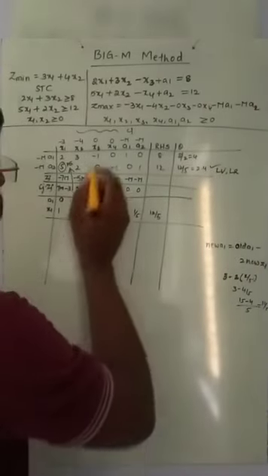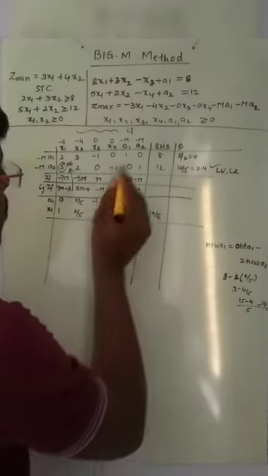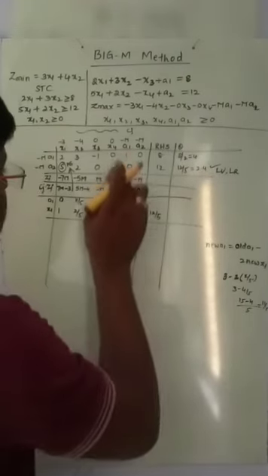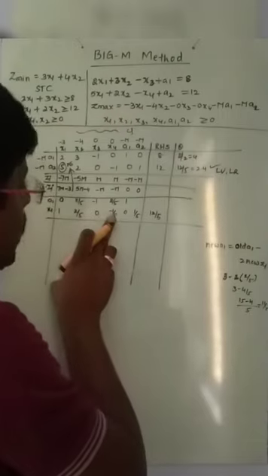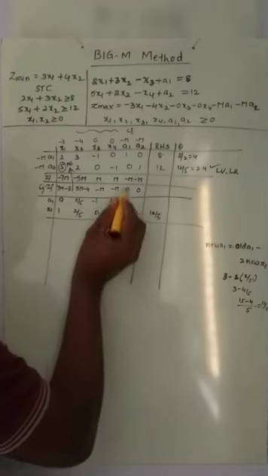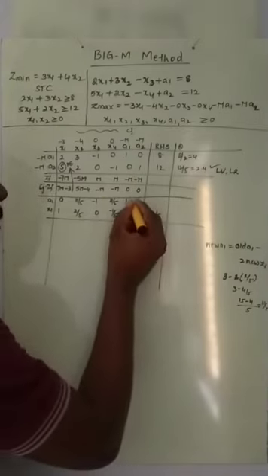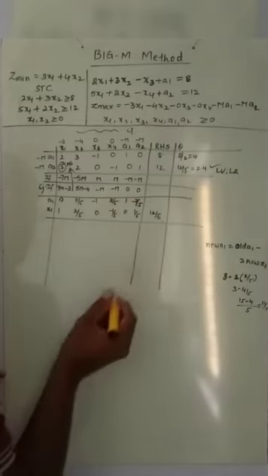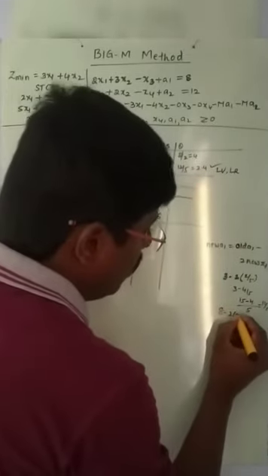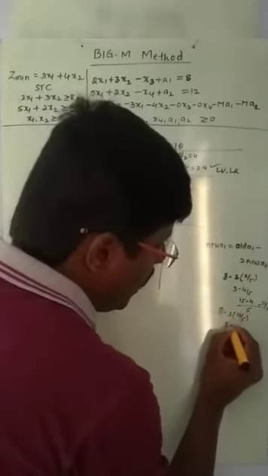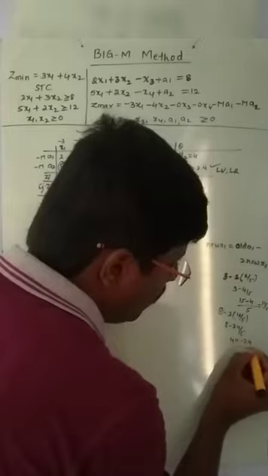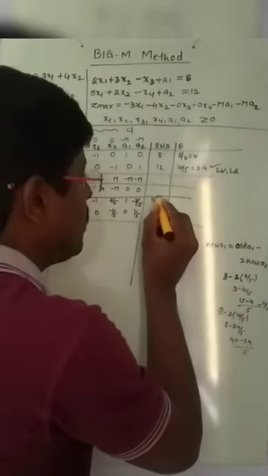Next, minus 1, 2 into 0, we get minus 1. Then 0 minus 2 into minus 1 by 5 automatically becomes plus 2 by 5. 1 minus 2 into 0 is 1. 0 minus 2 into 1 by 5 is minus 2 by 5. And this one becomes 8 minus 2 into 12 divided by 5, which is 8 minus 24 divided by 5. So this becomes 40 minus 24 divided by 5, which is 16 divided by 5.